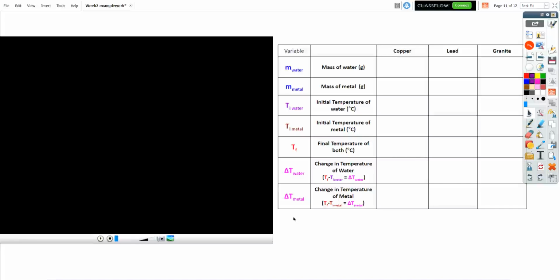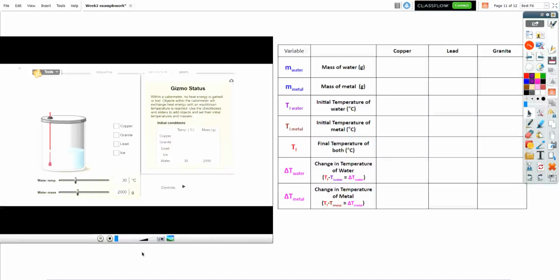Okay, let's start our data collection for the Calorimetry Lab. Now, I've already run the simulations on Explore Learning. We're going to start first with a cube of copper. Now, my initial copper temperature, I'm setting at 98 degrees Celsius.